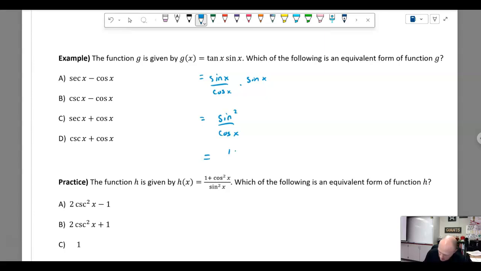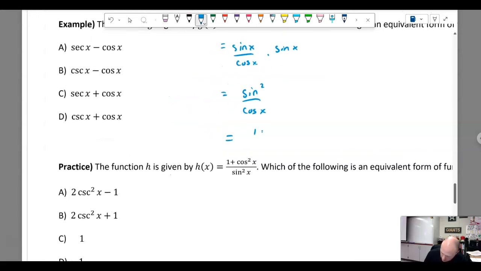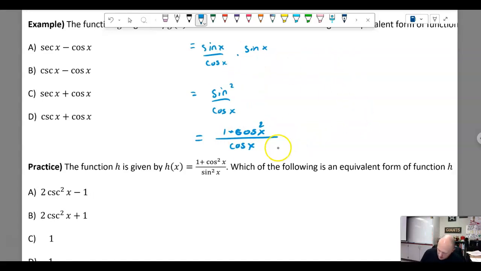1 minus cosine squared of x. And here's where we're going to go ahead and change this structure. I have 1 minus cosine squared of x. I'm going to represent this as 1 minus cosine of x minus cosine squared of x divided by cosine of x. So I'm doing this because when I go ahead and I split this, I get that difference in structure here, okay?